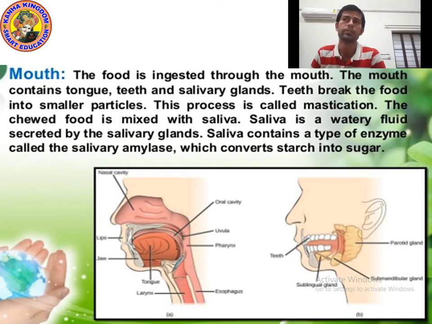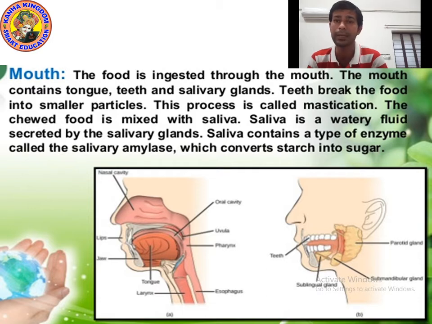Okay, the chewed food is mixed with saliva. And what is the work of saliva? The masticated food is mixed by saliva. Saliva is a watery fluid secreted by the salivary gland. Yes, saliva secrete means release. Saliva secretes watery fluid.